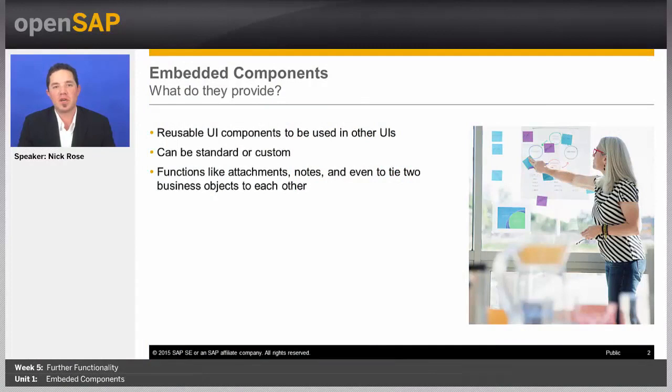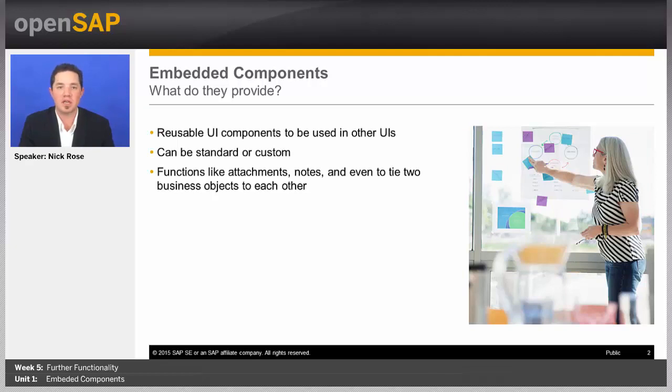Now, we've already seen ways to create and enhance our own custom UIs, as well as enhance standard UIs using the Extensibility Explorer. Now we're going to look at embedded components. An embedded component is a reusable UI, usually a piece of UI, not a full floor plan necessarily, that you can embed in other UIs.